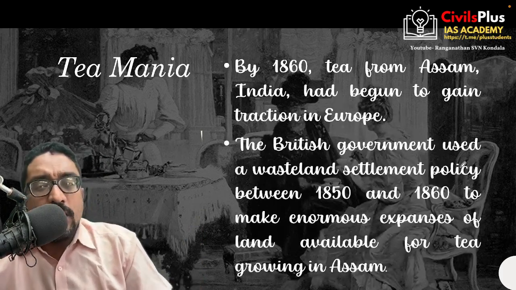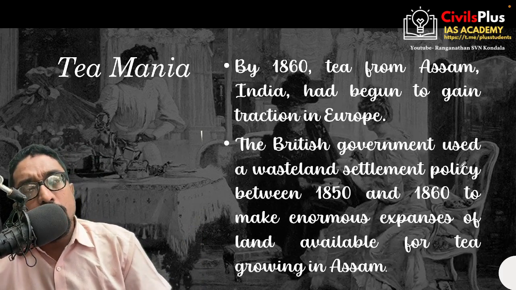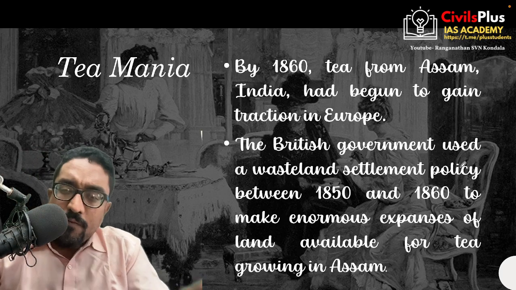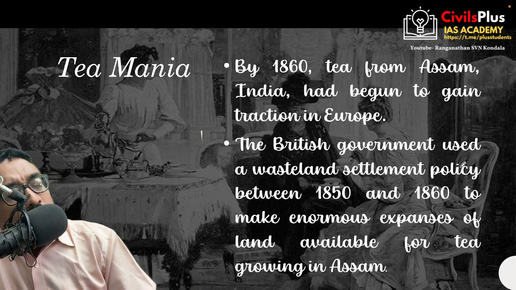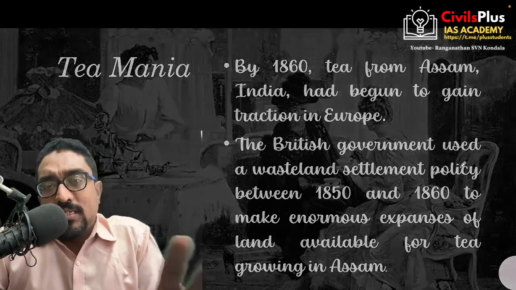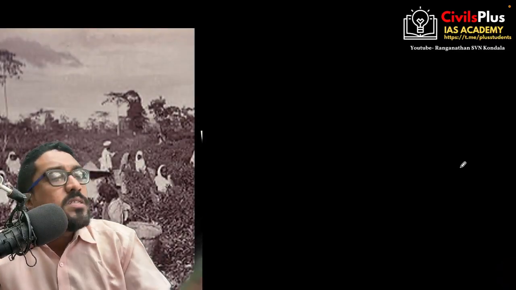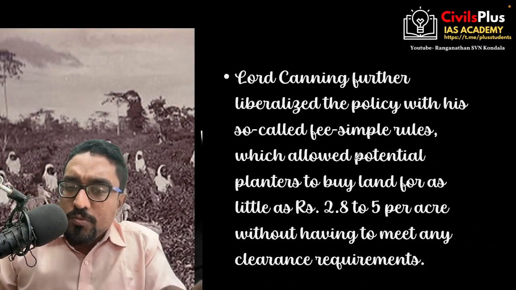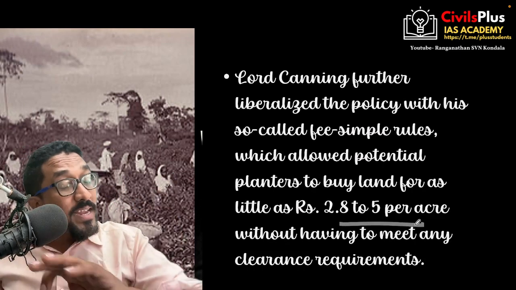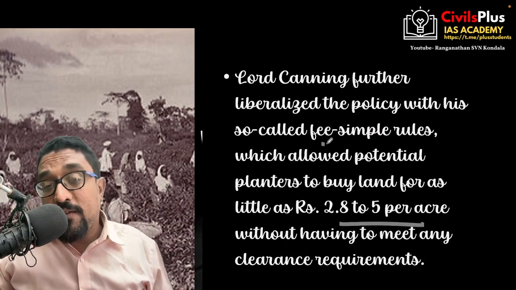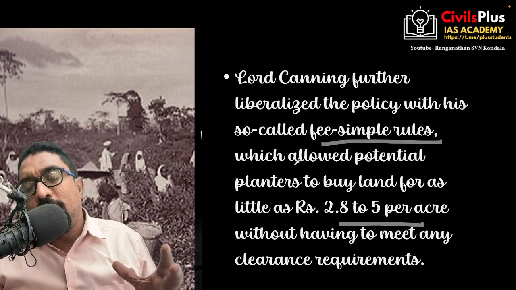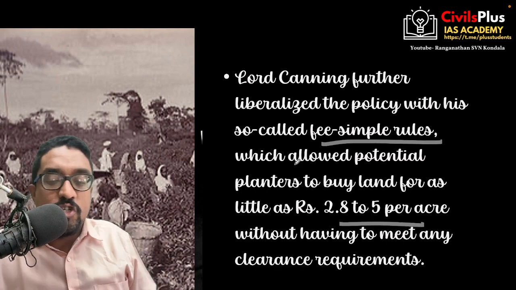Canning saw this as a great opportunity, and the British government basically had a policy called the Wasteland Resettlement Policy between 1850 and 1860. What Canning did is he started giving restriction-free lands in Assam. In fact, people could buy lands in Assam for as low as 2 rupees 80 paisa to 5 rupees per acre, without having to meet any clearance requirements, and with fee simple rules which gave planters the absolute right to buy lands for the cheapest price.